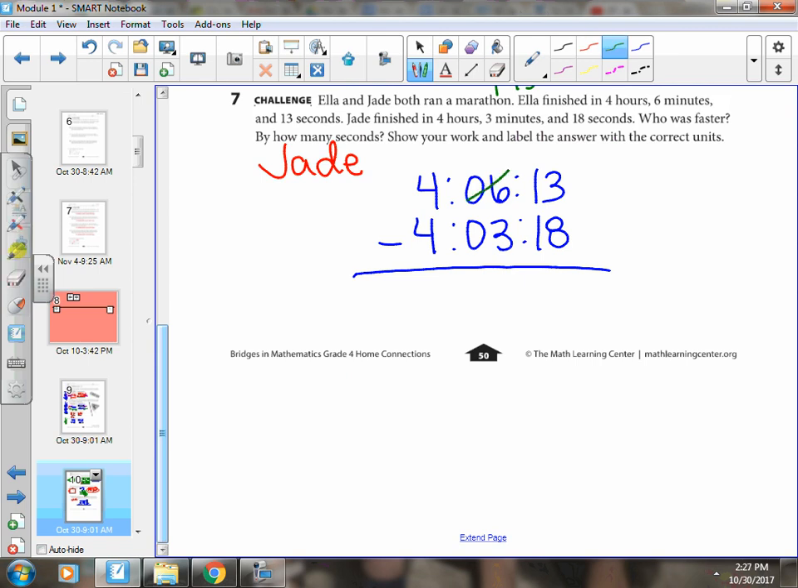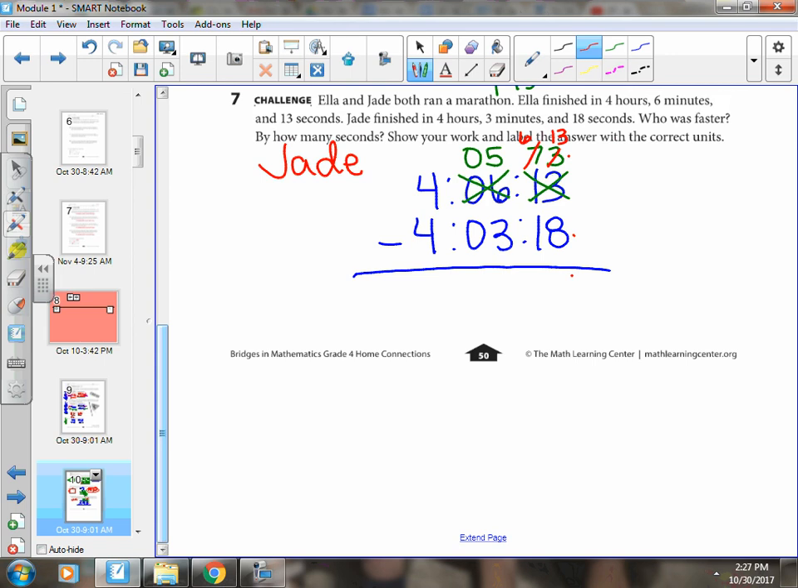If I take away 1 minute, now I'm down to 5 minutes, which is the same as 60 seconds. So I'm going to add 60 seconds to the 13 that are already there to get 73 seconds. So this is different than typical subtraction because I need to be thinking 60, 60, 60, 60. 1 minute is the same thing as 60 seconds. Once I've regrouped thinking of the number 60, now I can subtract like normal. 73 seconds minus 18 seconds.